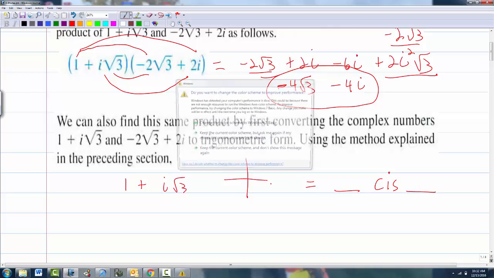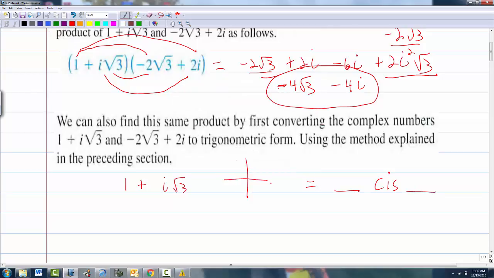So why I left this is I'm just going to leave a real quick little space for a little triangle. How do I graph 1 plus i root 3? Where do I go for 1? Up, down, right, left? Right. Where do I go for root 3? Does anyone know what r is? 2. Does anyone know what theta is? 60. That was tough.